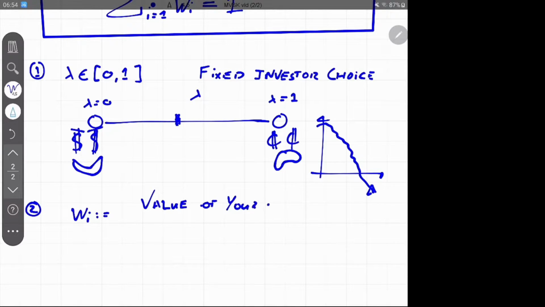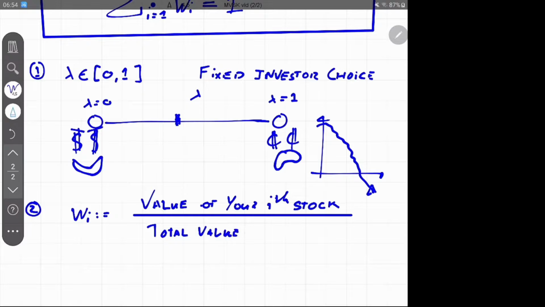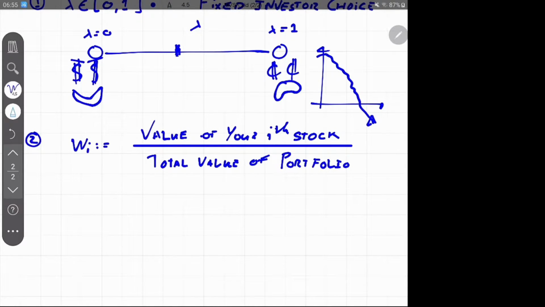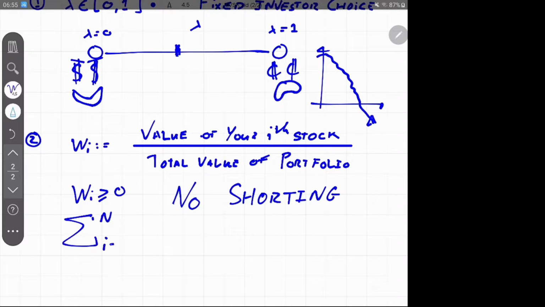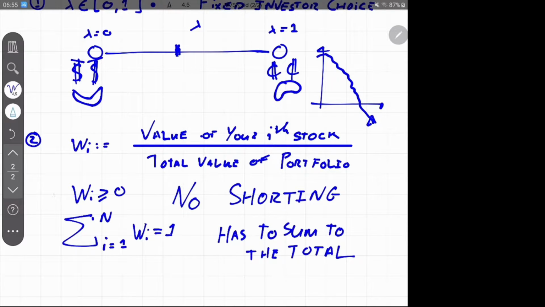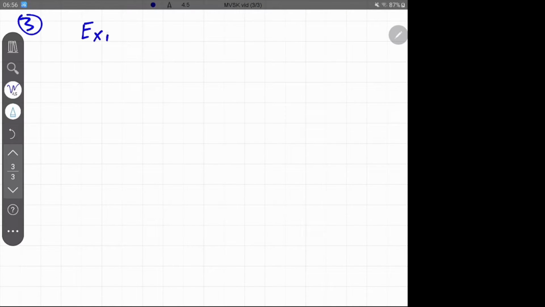Number 2, as mentioned before, the W's are the weights that you put on certain stocks. So the value of your W_i is the value of your i-th stock relative to the value of your total portfolio. And we're assuming here you don't have the ability to short, which is you can't have a negative amount of stocks. And obviously it has to sum up to the total value. The sum of the parts has to be equal to the whole.